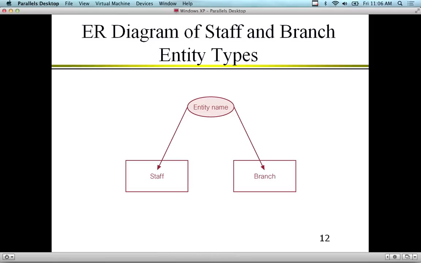So what are we doing here? We're creating these boxes I just showed you in Microsoft Paint, actually. You create a square box, and you put the entity name in there. So this would be staff and branch. So entity names go inside of the boxes.